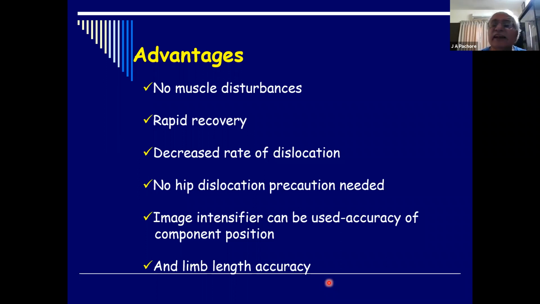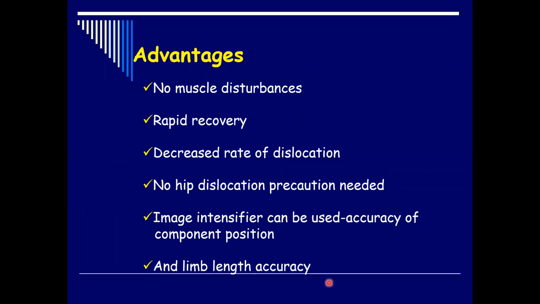Image intensifier can be used for accuracy of the component. You have seen how the femur is in neutral, how the acetabulum is, because we are using image. In other approaches, we are not using image because it is very difficult to get the image and see the implants properly. And limb length accuracy, because you are doing two things. One, you are seeing on the image. Second, both the legs are draped, so both the malleoli can be palpated well. You can bring them together and see.